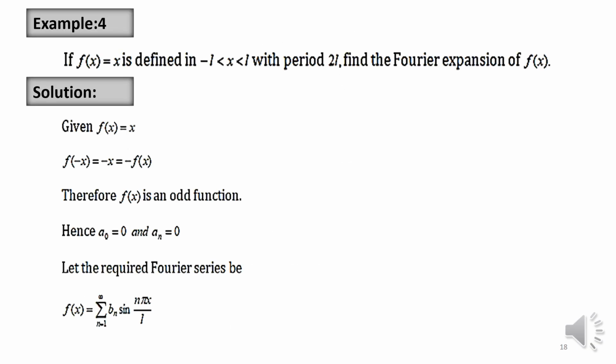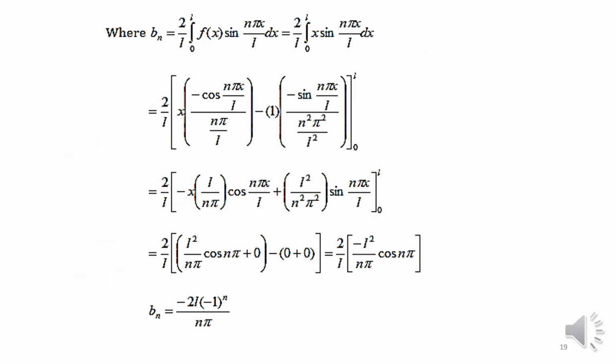Okay, next, f of x is equal to x from minus L to L with period 2L. So what I have to do is, f of x is equal to x, so substitute f of minus x, you will get minus f of x, which is an odd function. For an odd function, a naught and a n become 0, b n alone has a value. So summation n is equal to 1 to infinity b n sin n pi x by L.